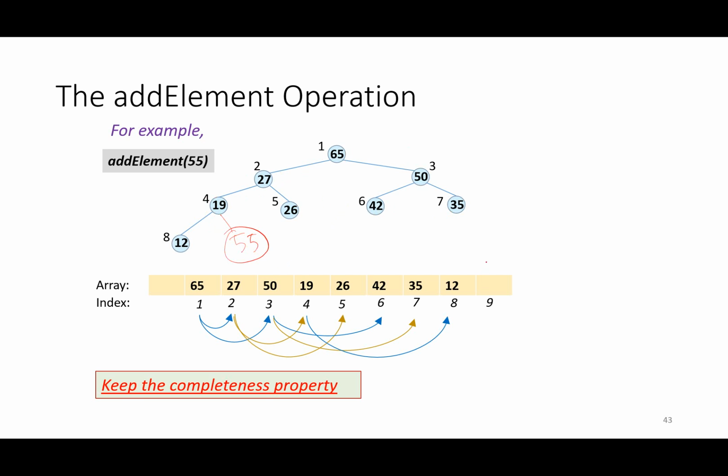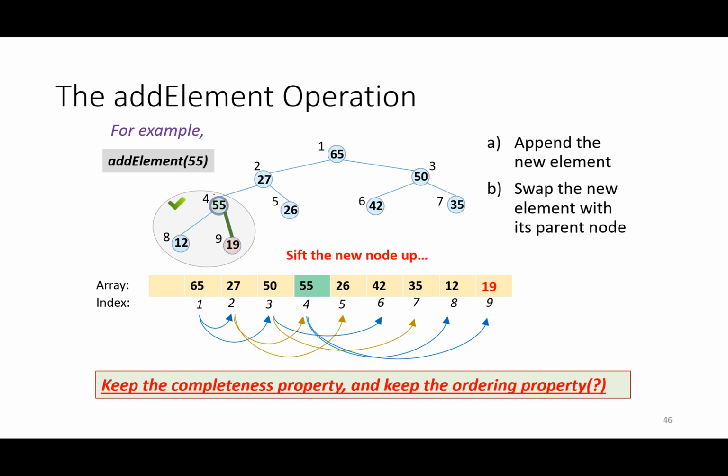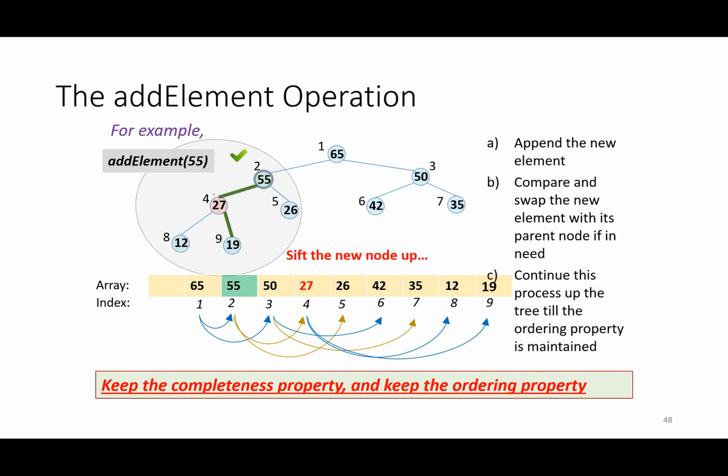55 should be the last guy. And then once you put 55 in the last position, the order property is not satisfied anymore, right? Because this subtree should be a max heap. It's not. 55 is greater than 19. So we consider swapping it with the root of the subtree and checking with the upper level, swapping it if the relationship is not satisfied, and continuing to check until both properties have been satisfied, right?